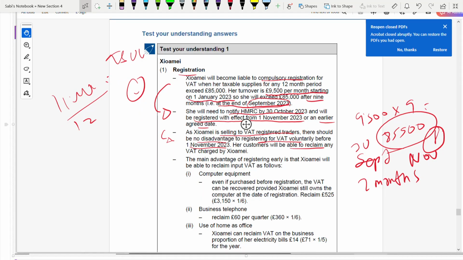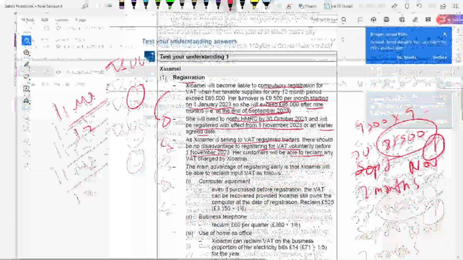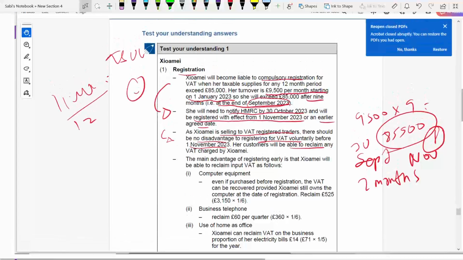So what is the main advantage? The requirement told you she would like you to advise whether she has to register compulsorily for VAT or not. That you have done. Now you have to see whether it is beneficial to register before that date. Two requirements are here, so you're answering both the parts. Always check whether you're answering all the parts of the requirement or not.